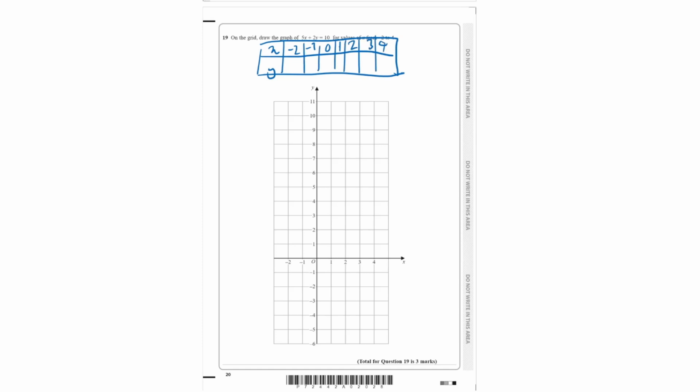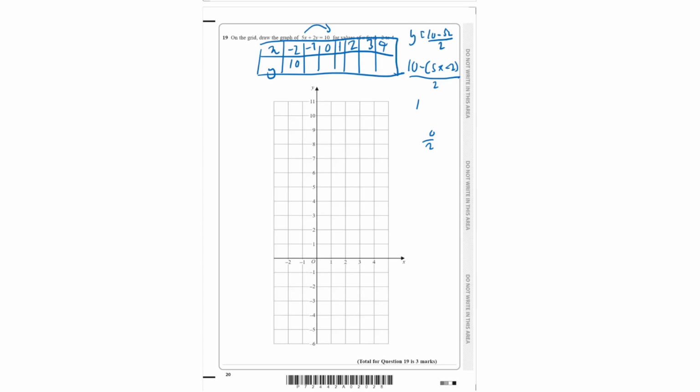And we can actually simplify this equation by moving 5x to the other side and dividing by 2. So that means y is equal to (10 minus 5x) divided by 2. Now when we input x, it's a lot easier to find what y is. So let's see. Then x is -2, so that's 10 minus 5 times -2, divided by 2. That's 10 minus -10, divided by 2. That gives us 20 divided by 2. And that gives us 10.